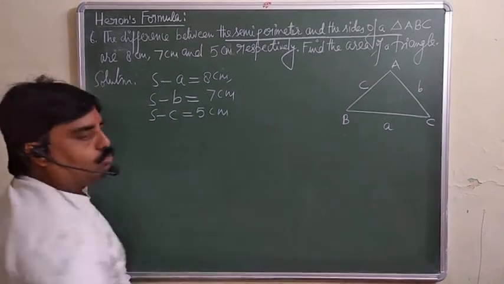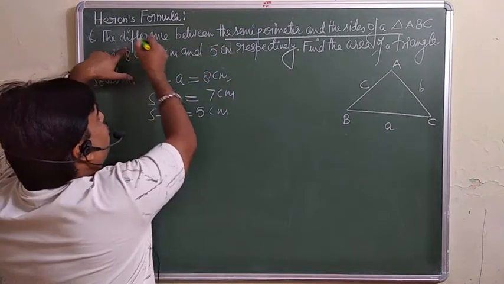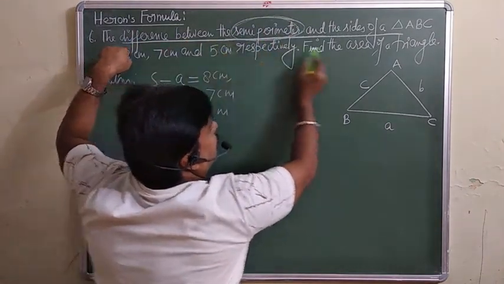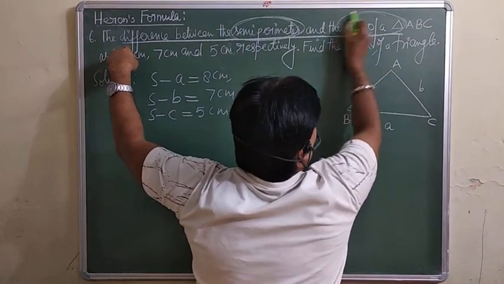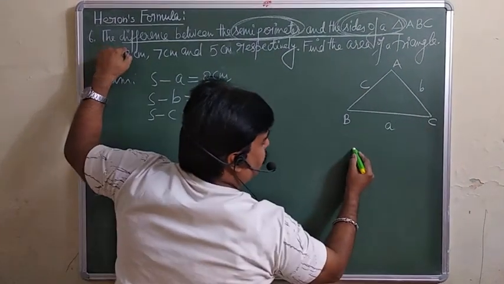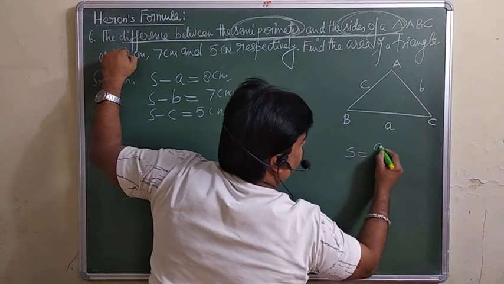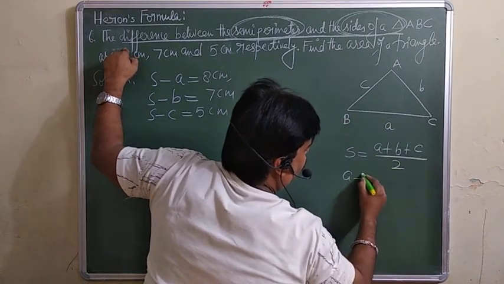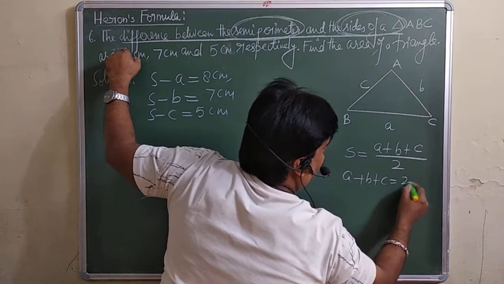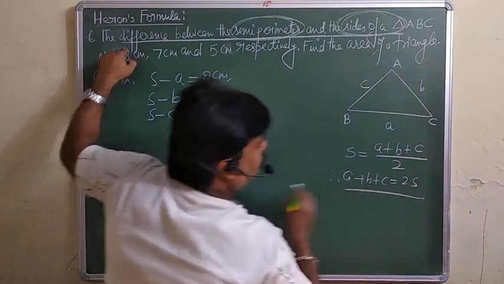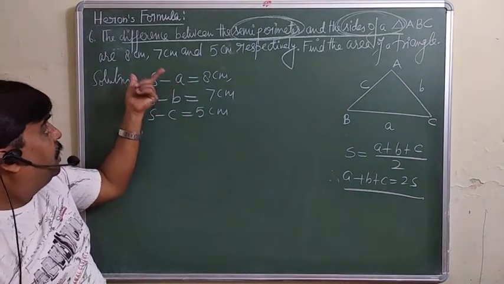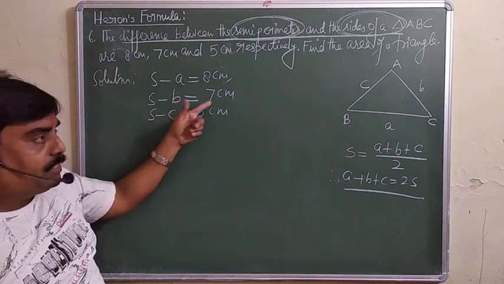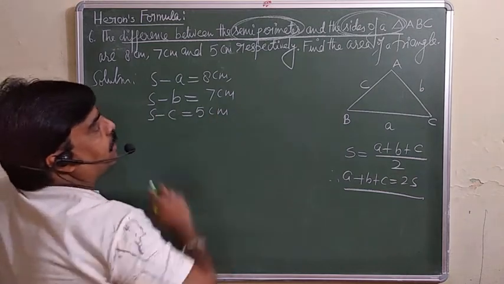This is the beauty of this question, because the question is saying the difference between the semi-perimeter and the sides of a triangle. So if we calculate the semi-perimeter, what will it be? A plus B plus C by 2. So here A plus B plus C is equal to 2S. We will take the advantage of this. So the semi-perimeter and side difference are given. Now you have to find the area of this triangle.